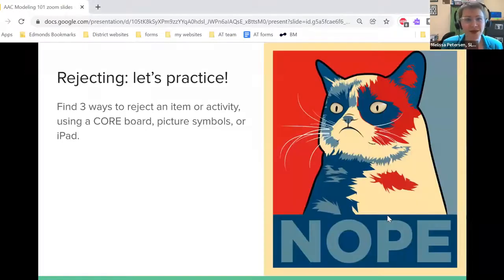So let's practice. I'm going to be sad when Grumpy Cat is no longer relevant. Maybe that's already happened, but I love him.